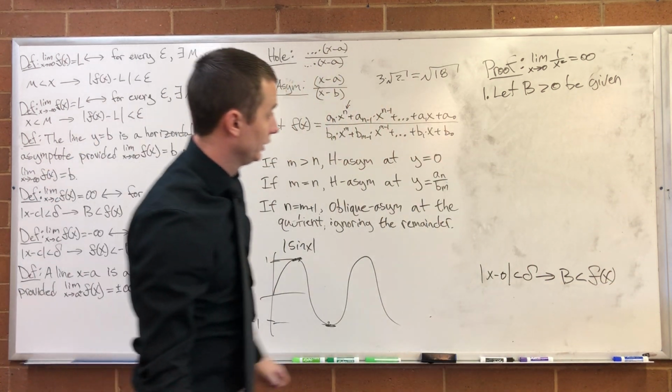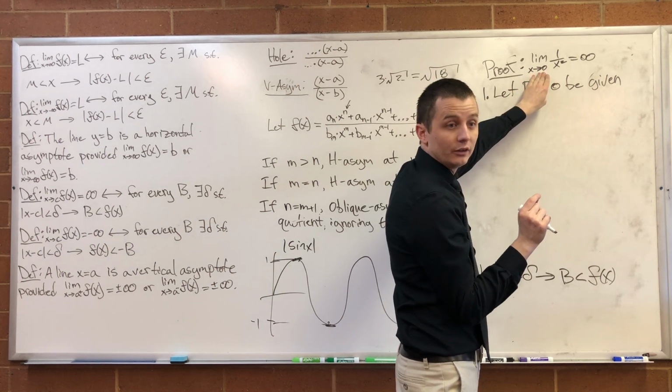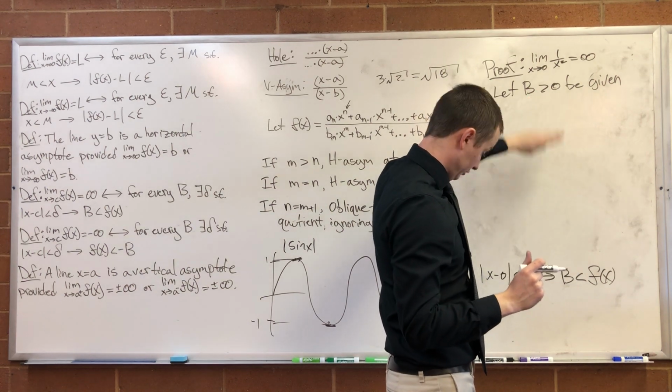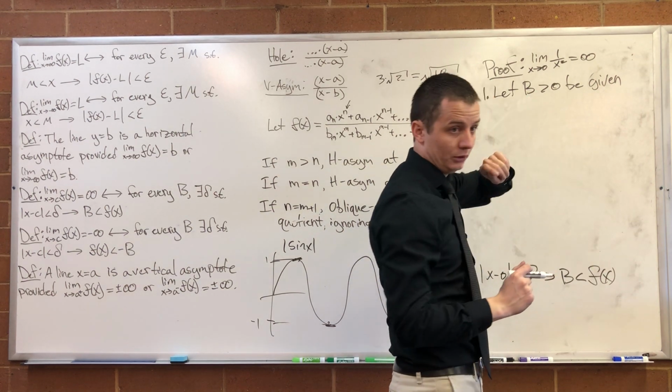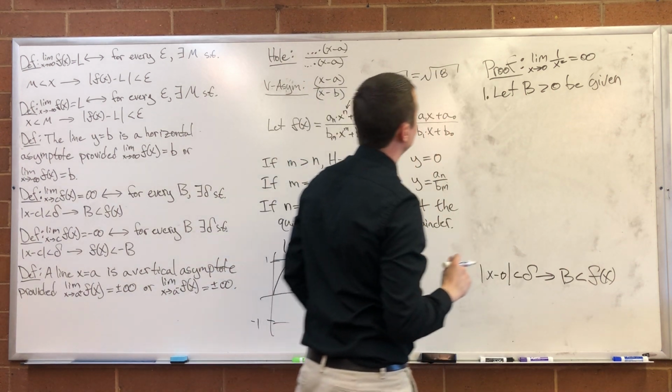I'm trying to show that for any really big number you pick, I can find a really small distance around 0, such that if x is within that really small distance of 0, it's going to be bigger than that really big number you chose. Make sense? Okay.